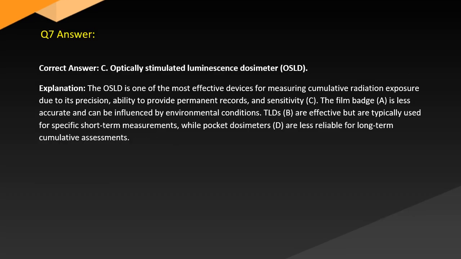Answer. Correct answer: C. Optically stimulated luminescence dosimeter, OSL. Explanation. The OSL is one of the most effective devices for measuring cumulative radiation exposure due to its precision, ability to provide permanent records, and sensitivity. The film badge (A) is less accurate and can be influenced by environmental conditions. TLDs (B) are effective but are typically used for specific short-term measurements, while pocket dosimeters (D) are not reliable for long-term cumulative assessments.